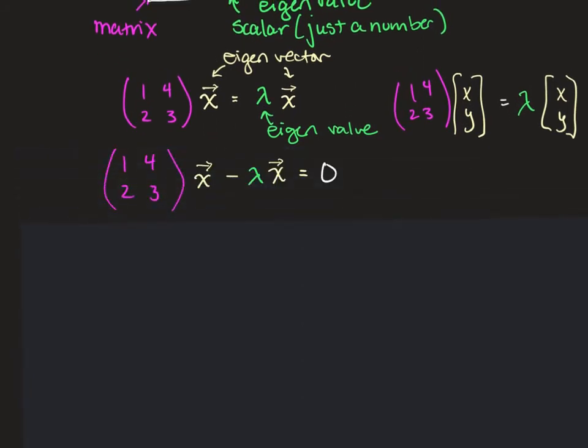To solve for this, I'm going to subtract lambda x, lambda times the vector x, from one side. So all I've done is that. That's where the 0 comes from.